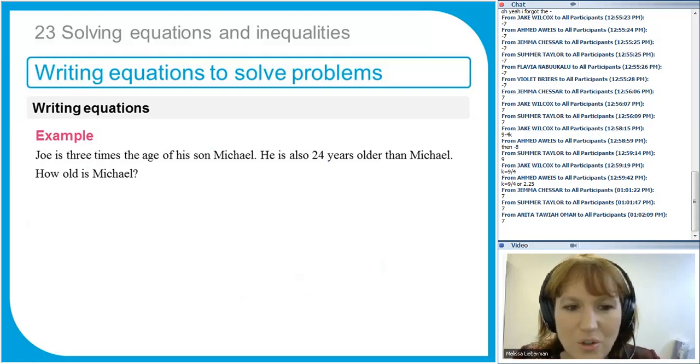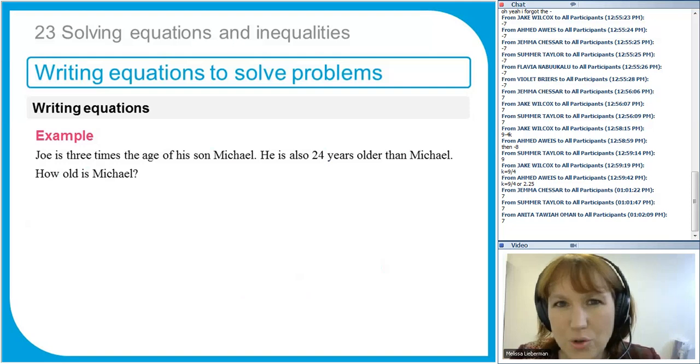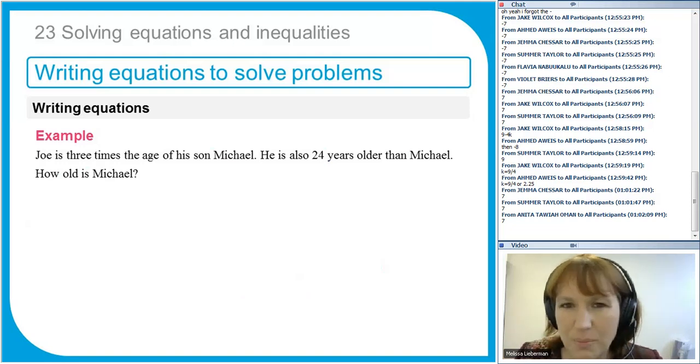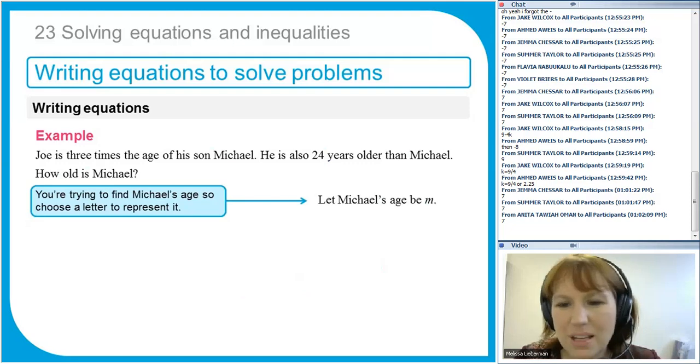So the first step is to not panic. Just say, okay, what am I trying to find? I'm trying to find Michael's age. So first of all, we always use that in algebra. Let Michael's age be m or something like that, or some letter. It could be x or n or anything like that. So let's use m for Michael.